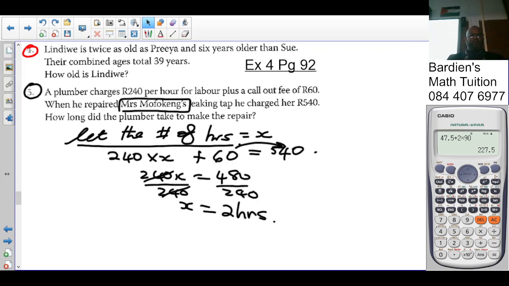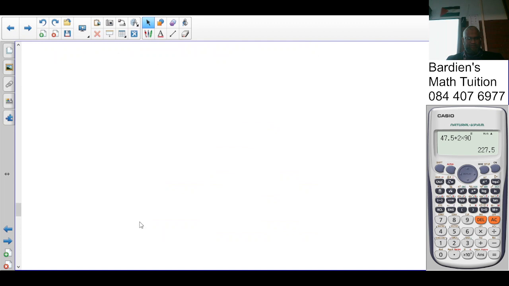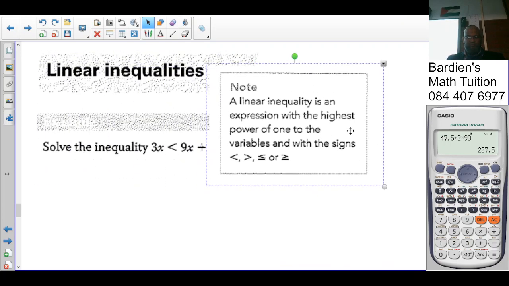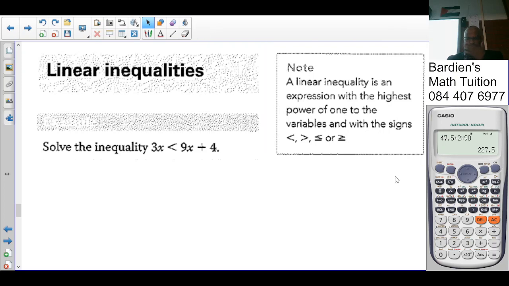So today we're going to look at linear inequalities. Linear inequalities. Okay. Little note I want you guys to make on the side of your page. Put it in a box, not a coffin. The coffin's a box, isn't it? Yes.